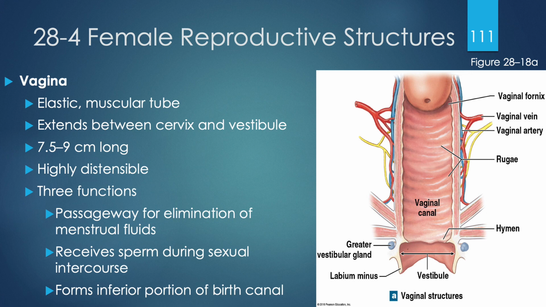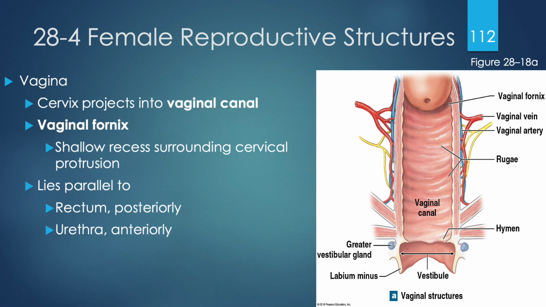It's about 7 to 9 centimeters long and is highly distensible, meaning it can stretch out considerably in all 3 different dimensions. It has 3 functions. The first is for passageway of menstrual fluids as part of the monthly cycle. There's also the purpose of having sperm to be able to pass through here, through the cervix during sexual intercourse. And then the third is it actually forms the most inferior portion of the birth canal. So as a fetus would be delivered through the uterus, through the cervix, it would also pass through the vaginal canal before entering the external world.